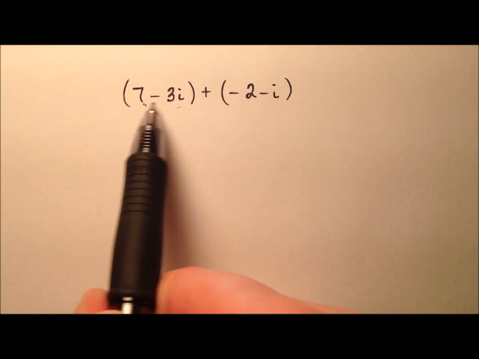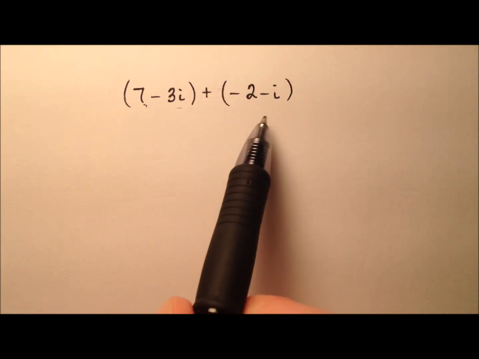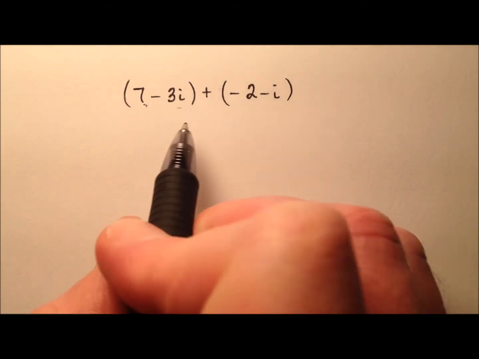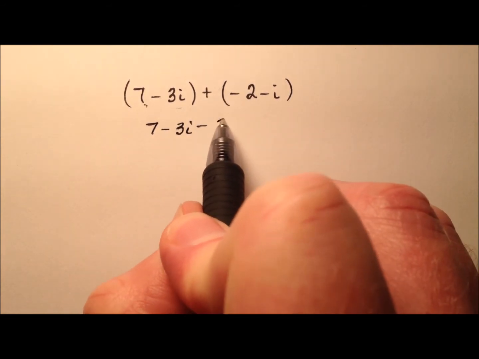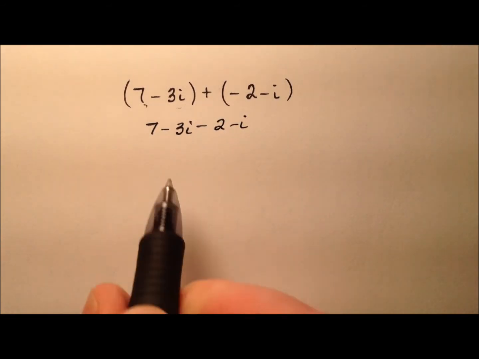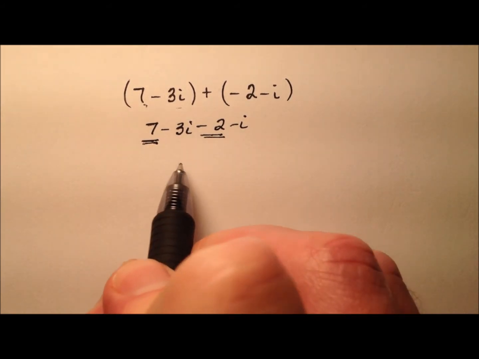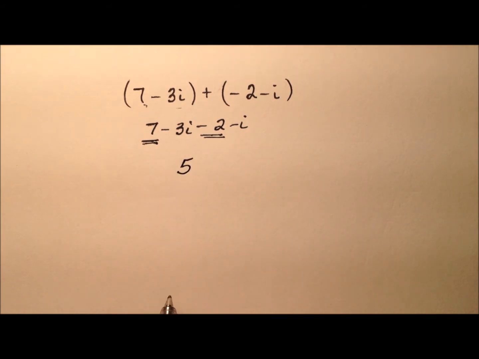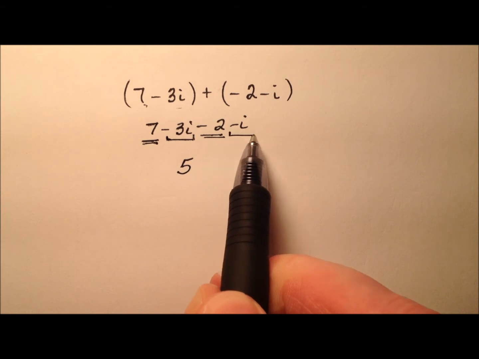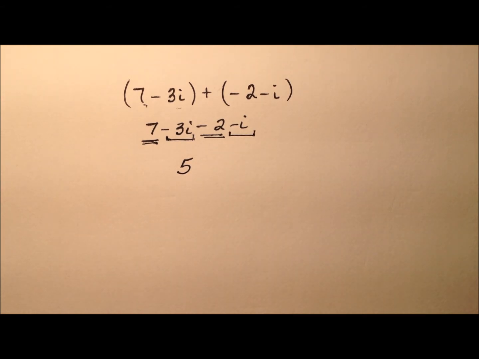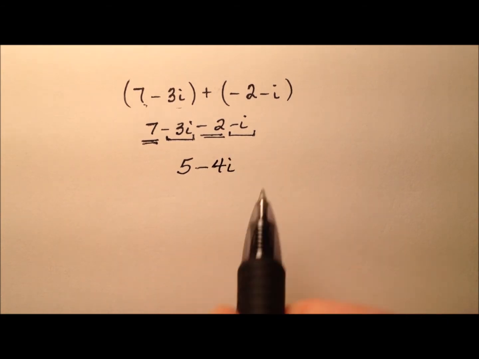All right? So addition, remember, we don't have to worry about these parentheses. Nothing is being distributed, so I can just lose the parentheses. So 7 minus 3i minus 2 minus i. So 7 is the real part, and negative 2 is the real part. So 7 minus 2 is 5. And negative 3i is the imaginary part, and negative i is another imaginary part. So negative 3i minus i will be negative 4i.